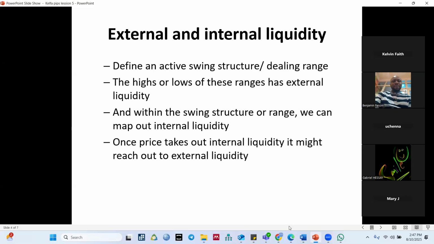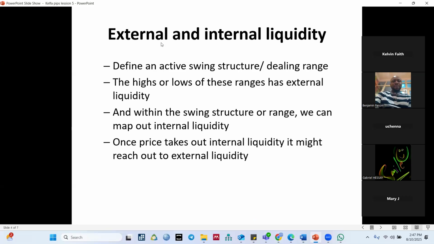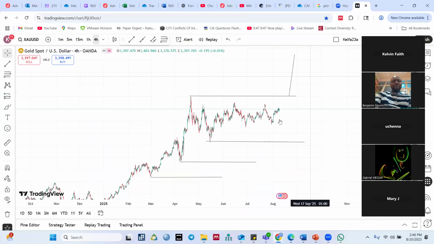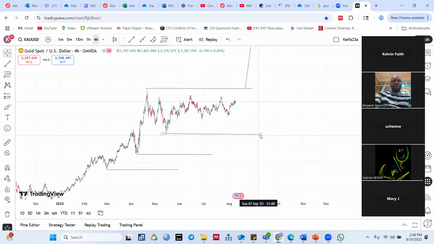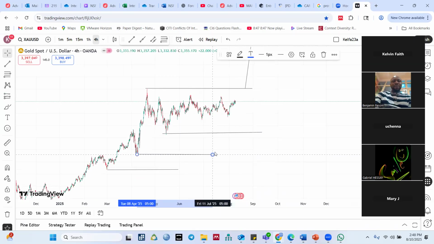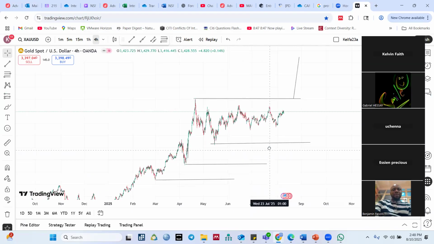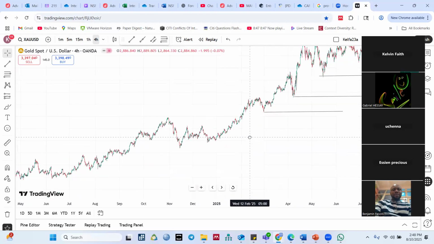So let's go real quick to the chart and try to practice how to map out our external and internal range liquidity. So here I have my TradingView opened, and I have gold on the 4 hour. Can you all see my chart? Yes, I can see your chart. Yes, okay. I can see the picture. Thank you. So this is the 4 hour on gold for me.